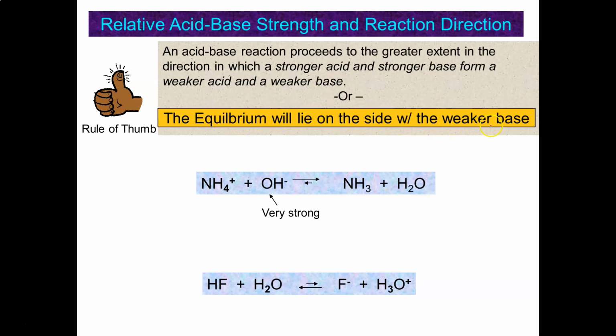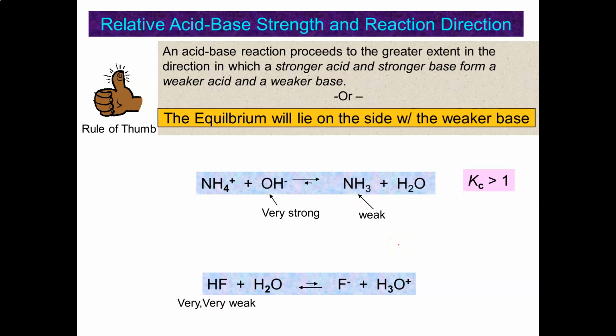Equilibrium will lie on the side of the weaker base. Your weaker base is right here, and look at the equilibrium arrow. It is shifting a little more to the right, so equilibrium lies to the right. So Kc would be greater than 1, because it's an acid and a base here. So Kc is greater than 1.